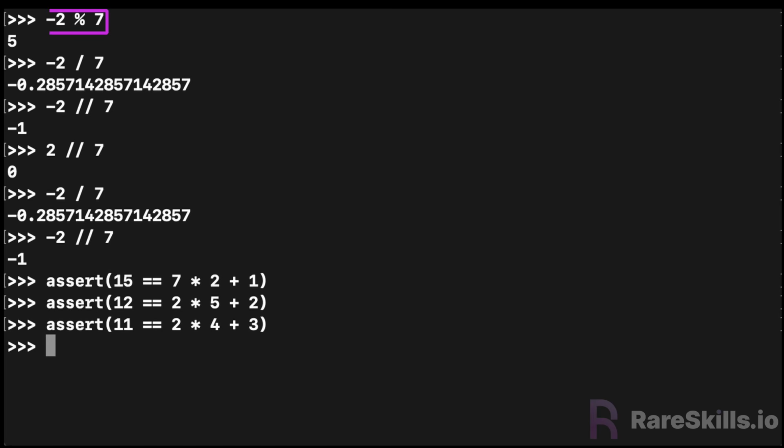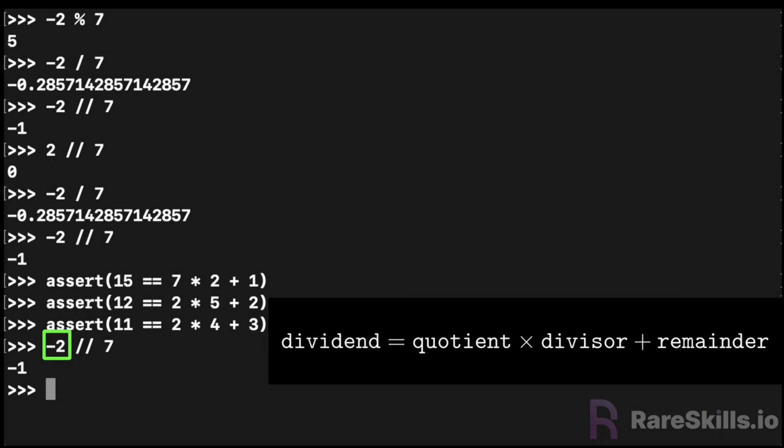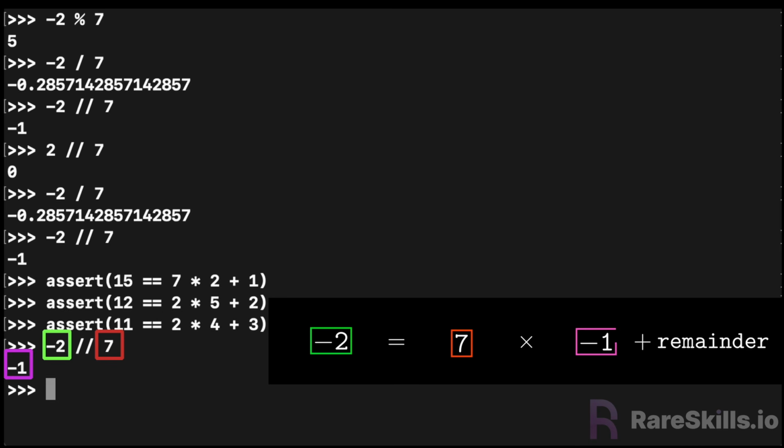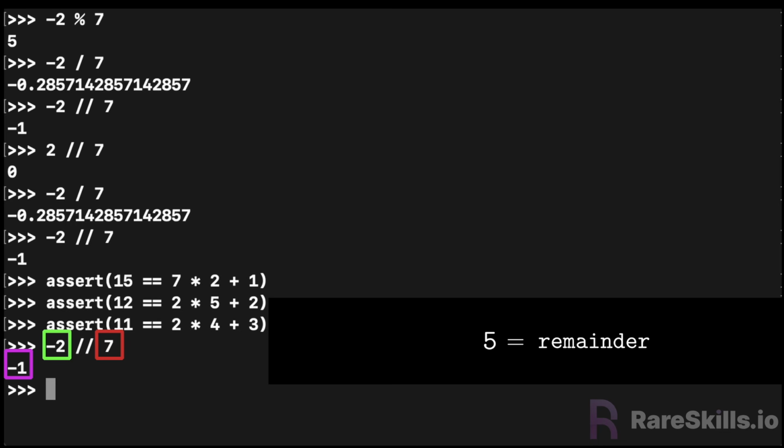Let's revisit why -2 modulo 7 equals 5. We know that -2 integer divided by 7 is -1, so we'll plug those values into the formula. We will plug -2 into the dividend, we'll plug 7 into the divisor, and we'll plug -1 into the quotient. And we'll solve for the remainder, and we get 5. This matches what Python says.